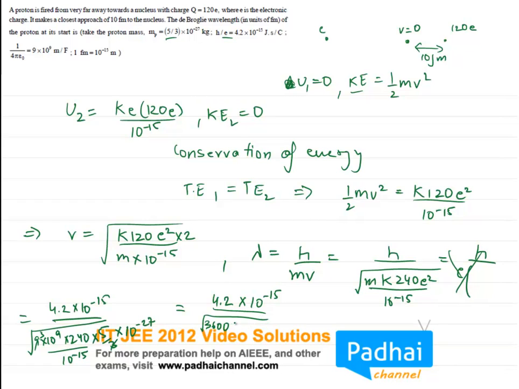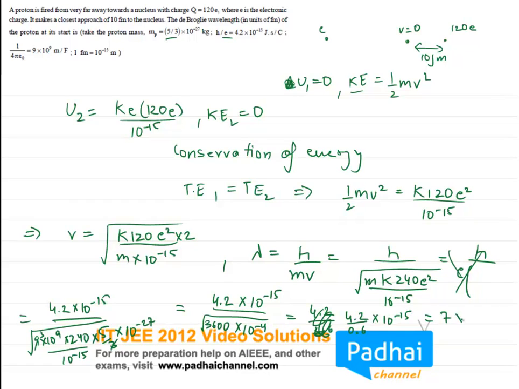So 4.2 into 10 to the power minus 15 divided by under root of 3600 into 10 raised to the minus 15, 10 raised to the minus 12, and it will be 10 raised to the minus 12 and 9, right? It will be 10 raised to the minus 4, and it will be 10 raised to the minus 2, 10 raised to the minus 1. That means 4.2 divided by 0.6 into 10 raised to the minus 15 will be the answer, right?